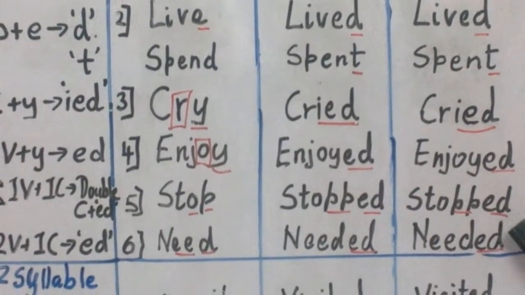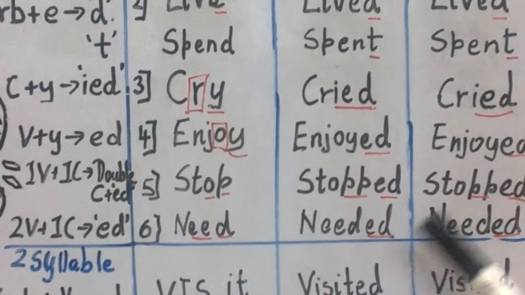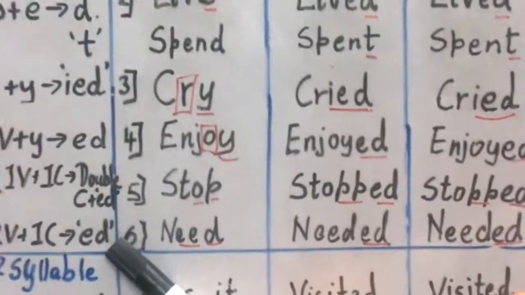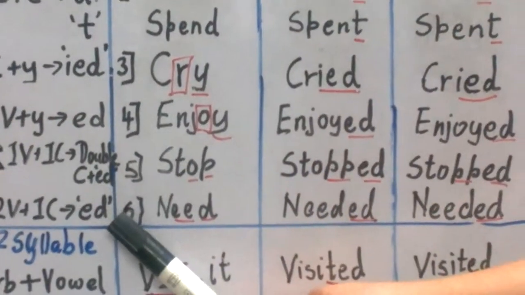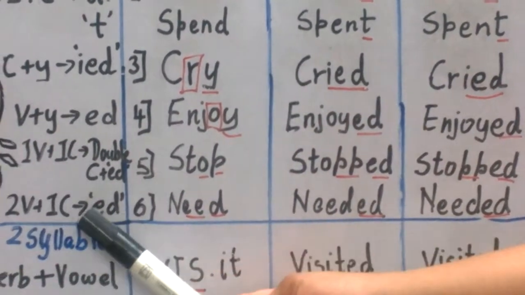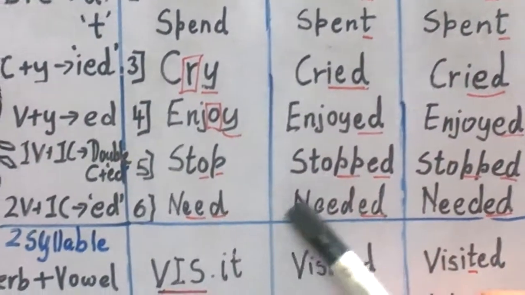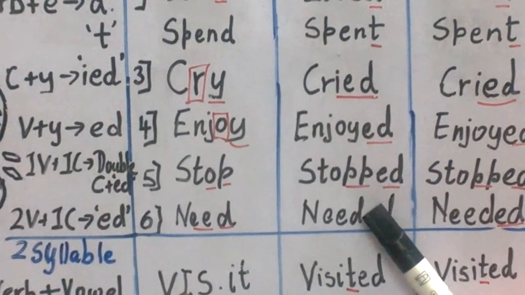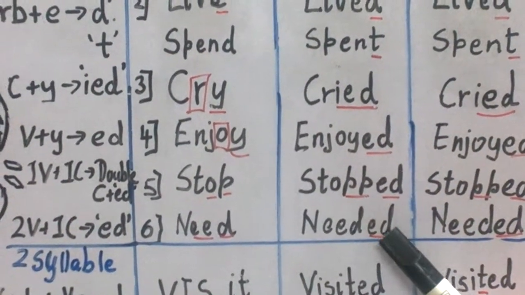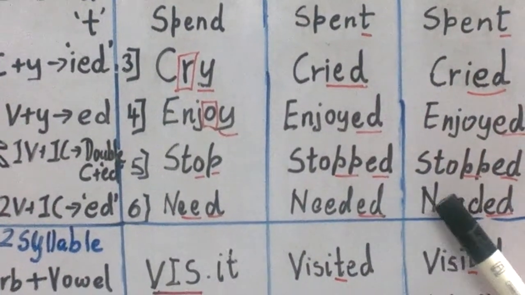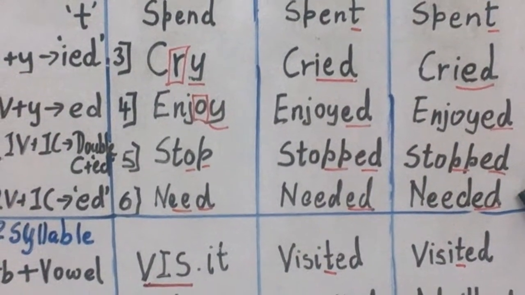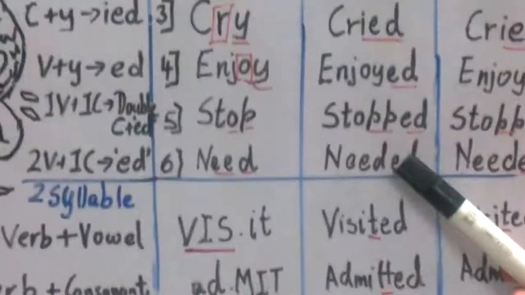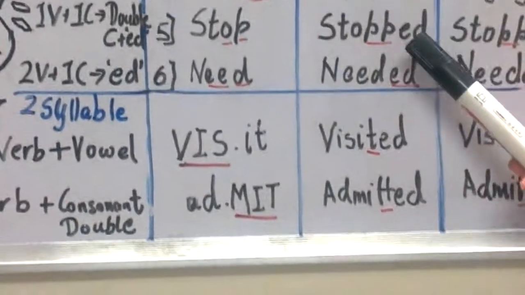Let us look at the last rule, that is the sixth rule. Here we have two vowels and one consonant, which also takes ed, but it doesn't double the consonant. Whenever there are two vowels and one consonant, we don't have to double the consonant. So need becomes needed, and the past participle also is needed. We have to only add an ed, no doubling the consonant. This is all for one syllable.